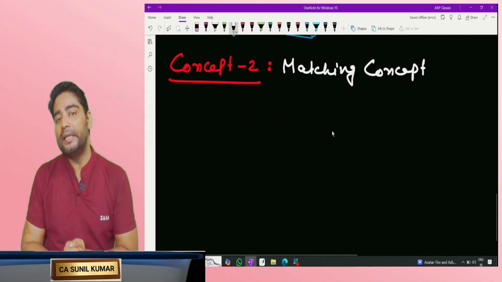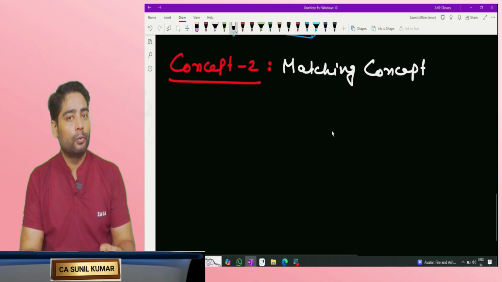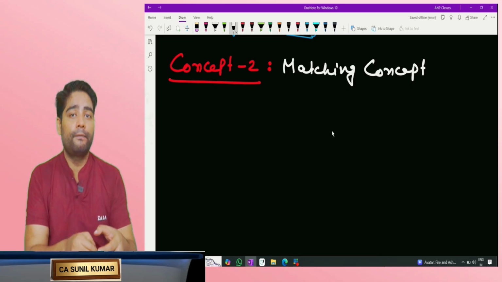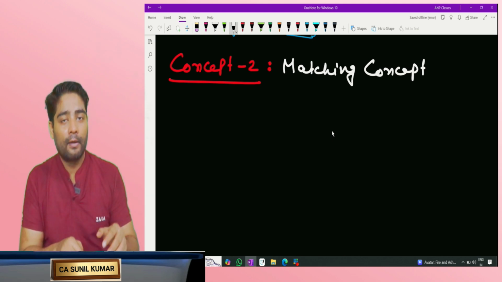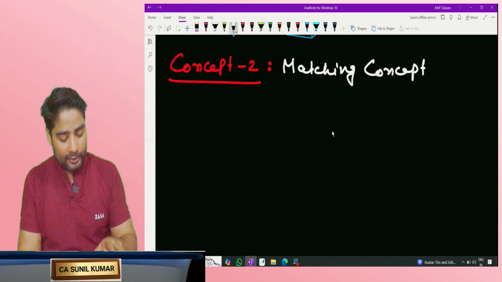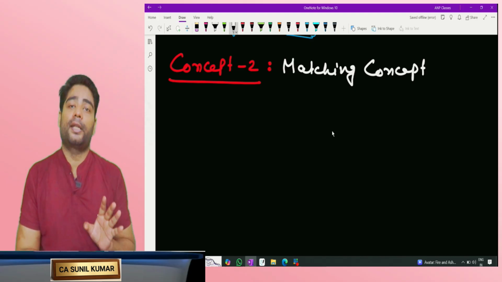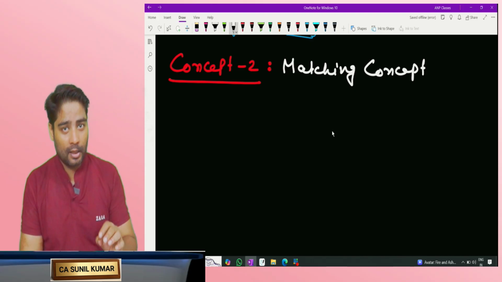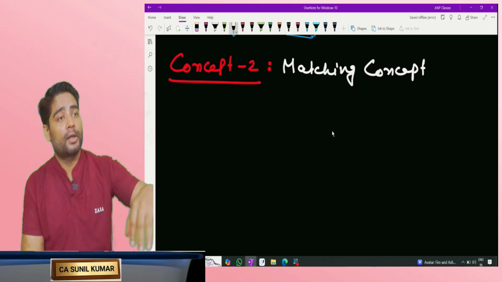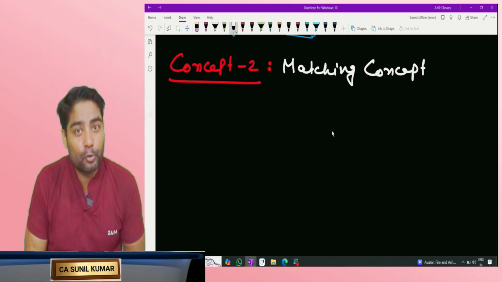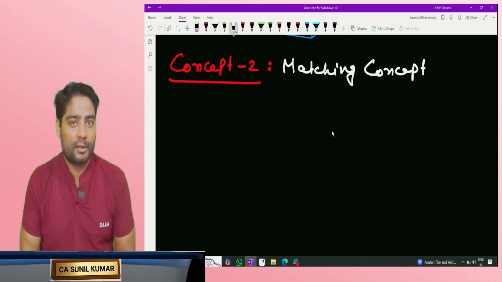Matching concept simply says that when you take benefit of an expense, then you should charge that expense in that particular year, whether cash has flowed out or not. Sir, can you say it in other words?